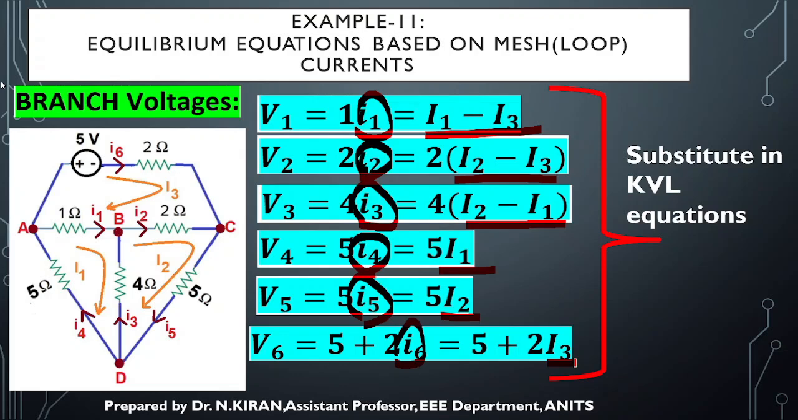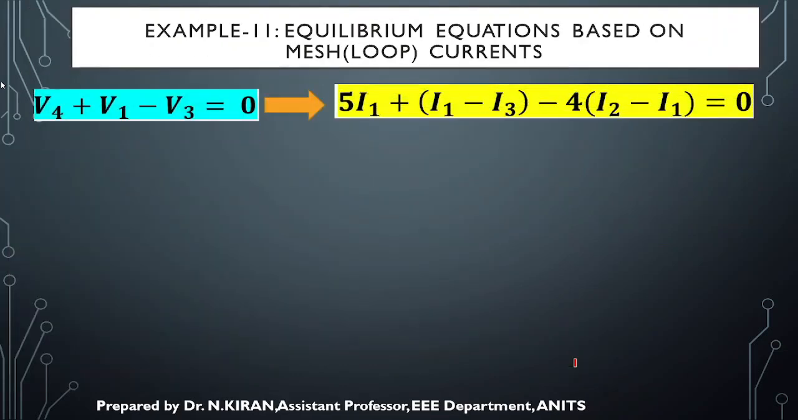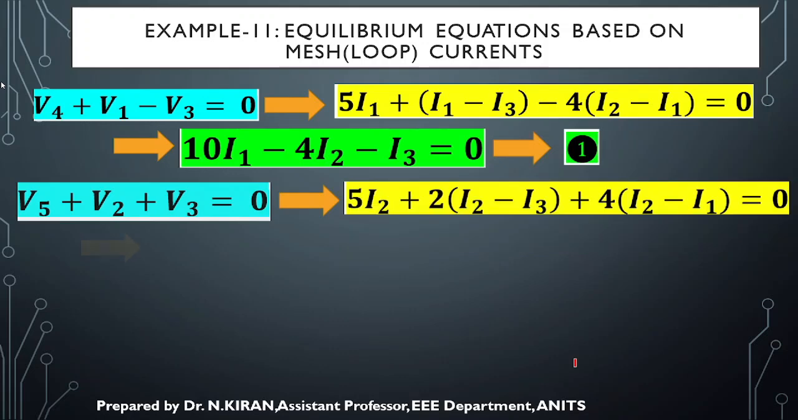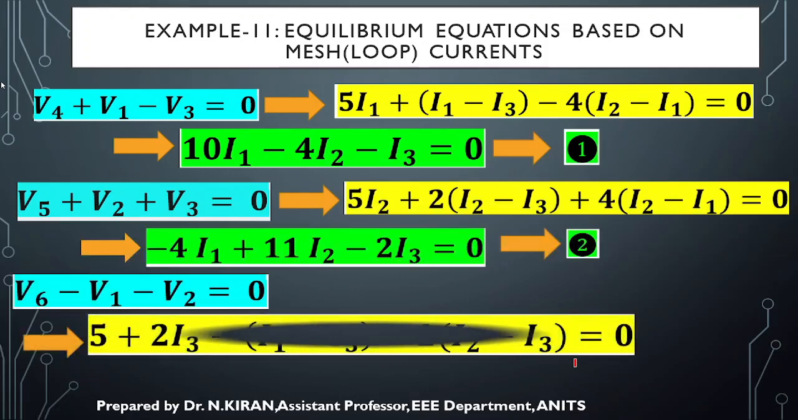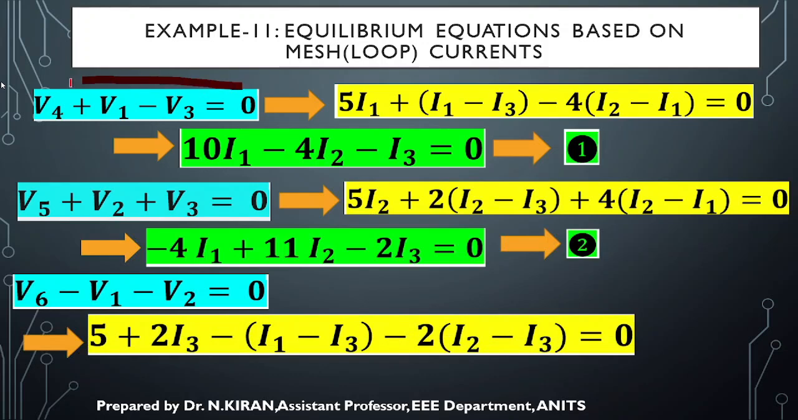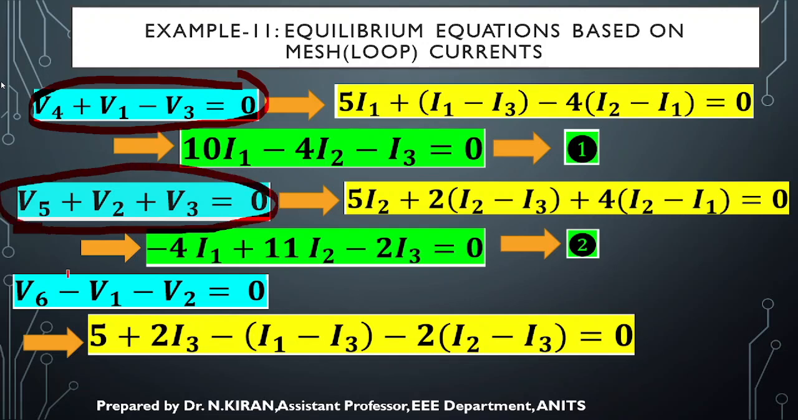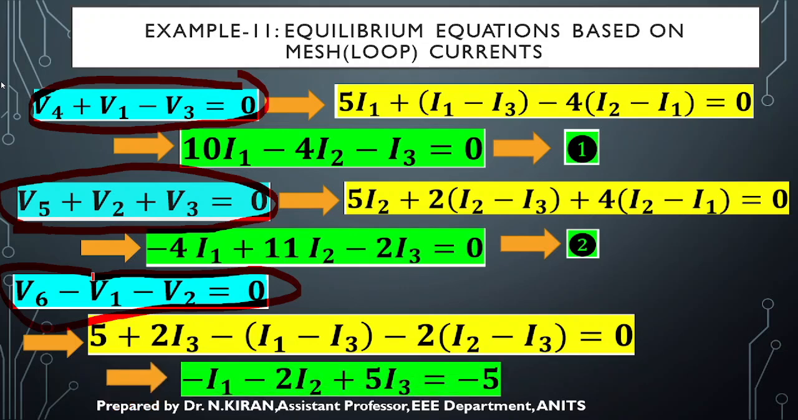So substituting these relations in my KVL equations, these were the KVL equations that I obtained previously, V4 plus V1 minus V3 is equal to 0, and so on. Just substituting in these 3 KVL equations which we obtained previously, I'll get 3 equations, 3 unknowns. So solving these 3 equations, I will get the values of the loop currents I1, I2 and I3.